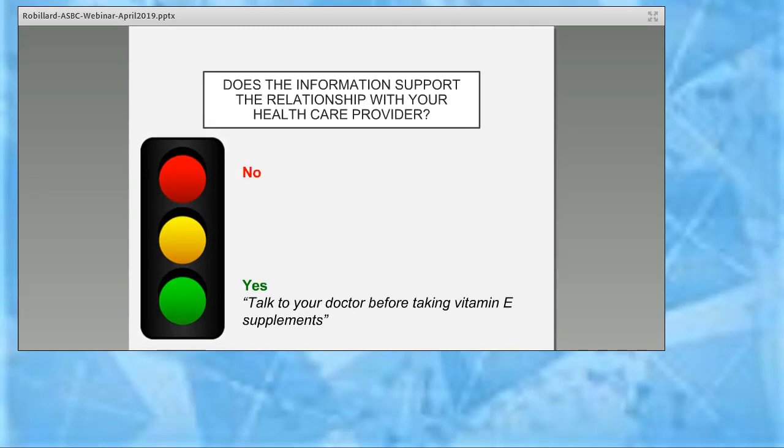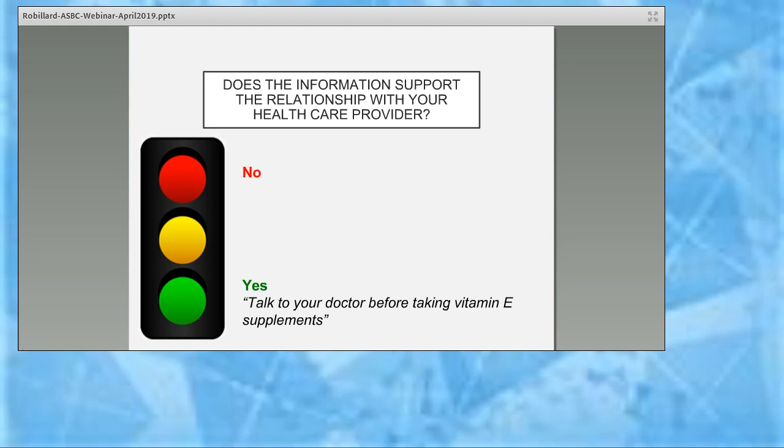The next criteria in the Quest is whether the information on the website supports your relationship with your healthcare provider. If they say things like talk to your doctor before taking supplements, or talk to your doctor before changing your diet drastically, that's a good sign. If it doesn't support that relationship, or worse, if it undermines it, if it says things like, well, your doctor might not even know about this special treatment, that's definitely a red flag.